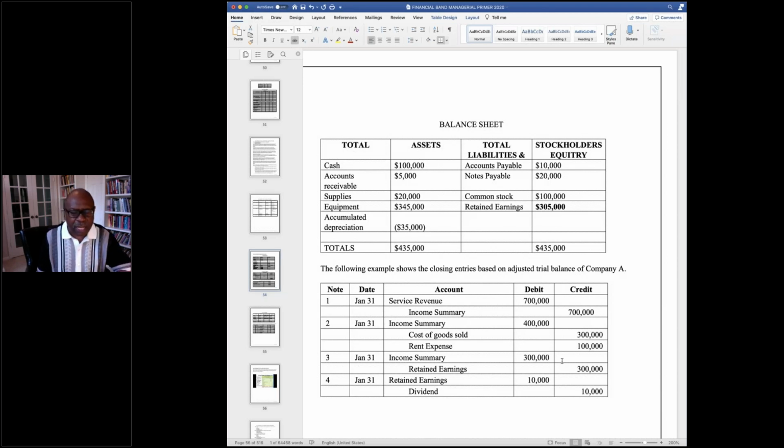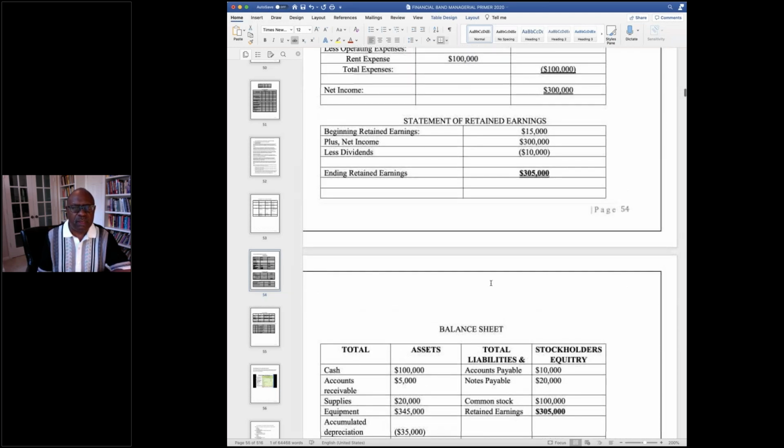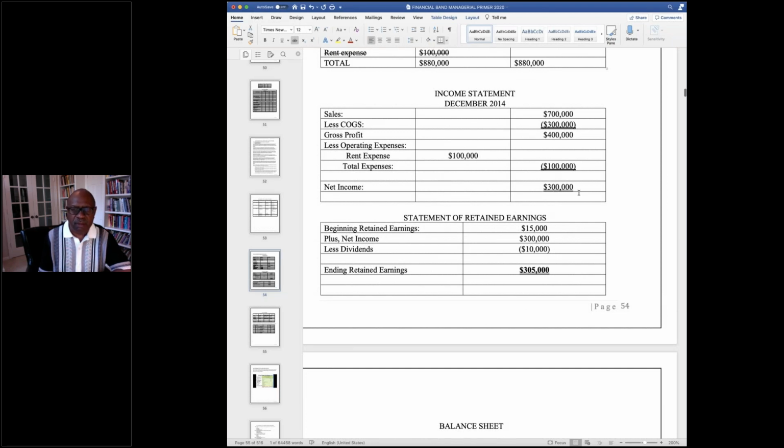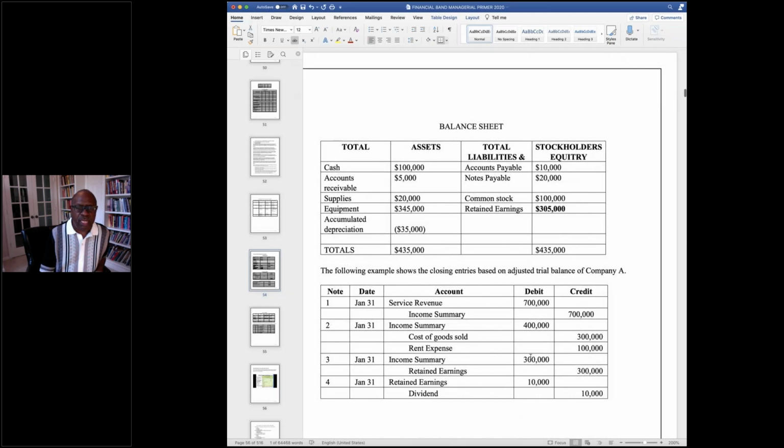And so now our income summary account has a balance of 300,000. So we're going to debit income summary in the third closing entry and credit retained earnings for 300,000. The amount in closing entry 3 is always the net income.